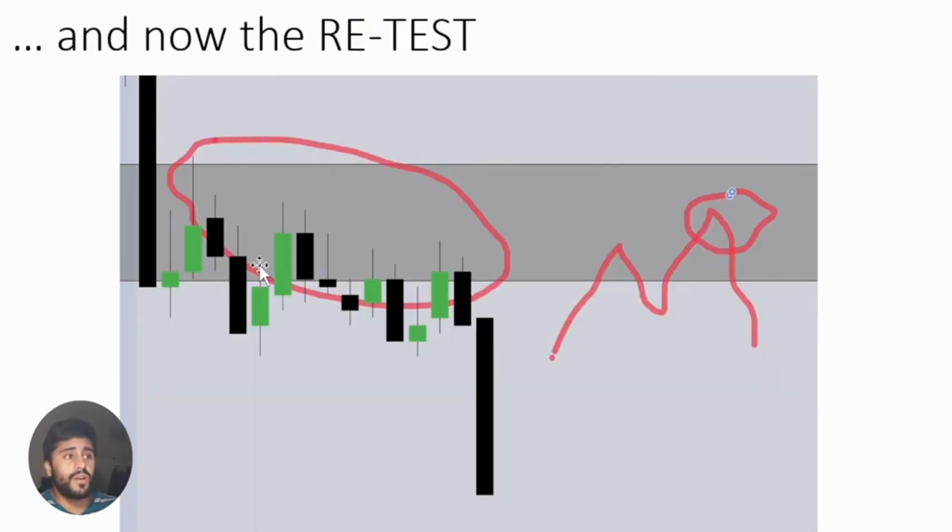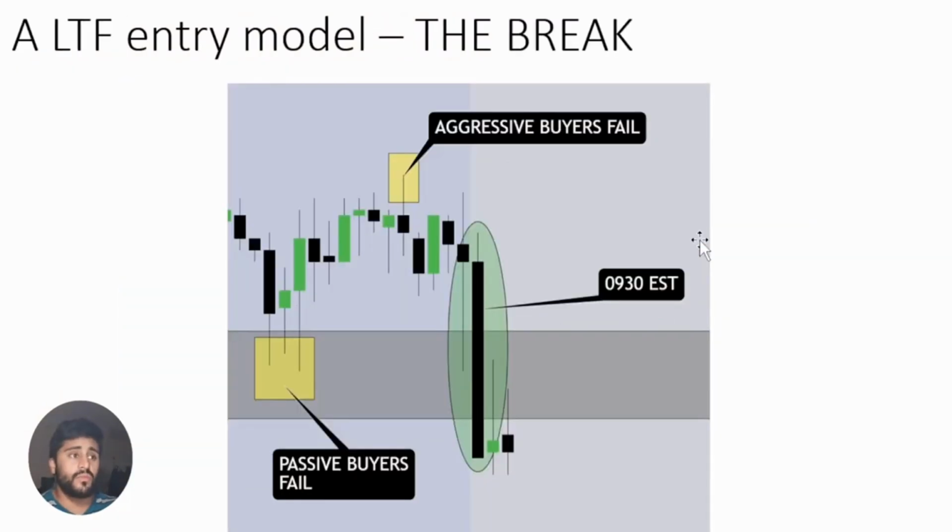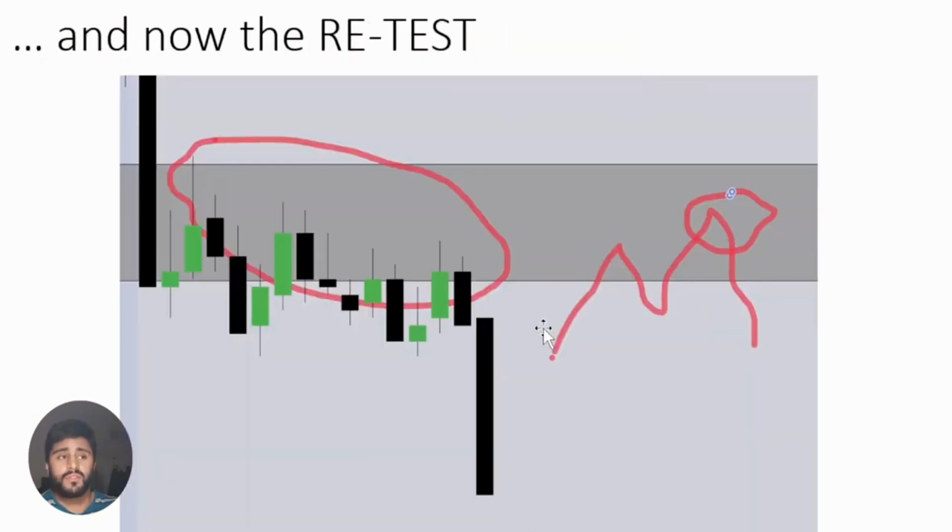We broke below, and now we're looking at multiple rejects. So 1, 2, and then ultimately 3. So you can enter at any one of these retests over here, right? That's all you're looking for. So we're looking for the zone to hold, we're looking for a break, and then a retest. So it's very much break and retest.